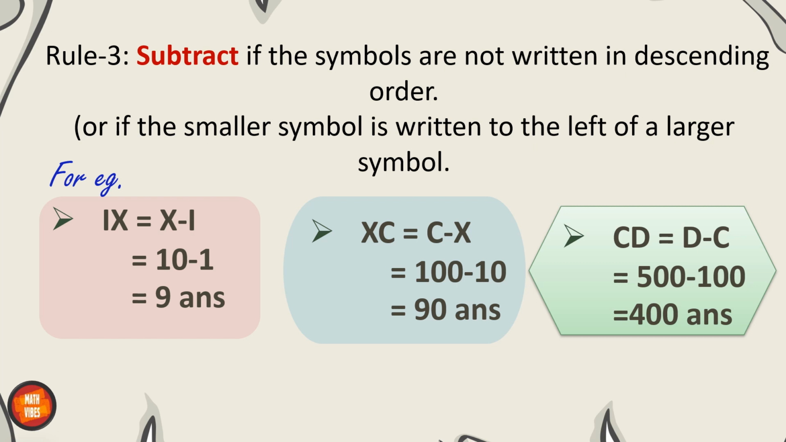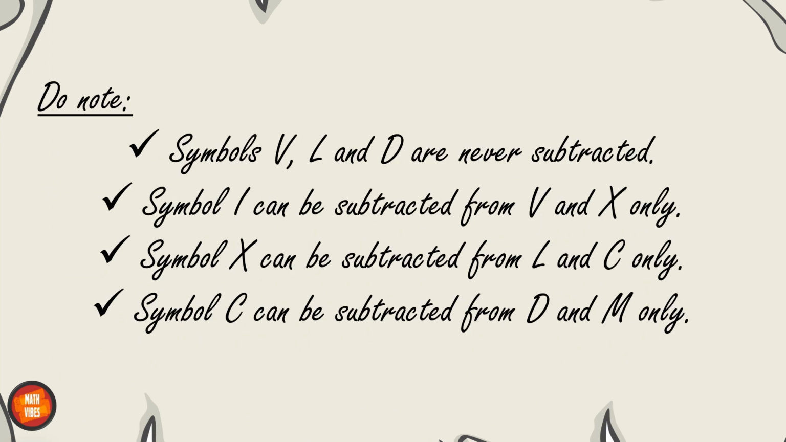Okay, moving on, let's start with these important points that you should remember and never ever forget. Symbols V, L and D are never repeated. They are never subtracted. We don't repeat them, we don't subtract them. V, L and D are never subtracted, never ever.